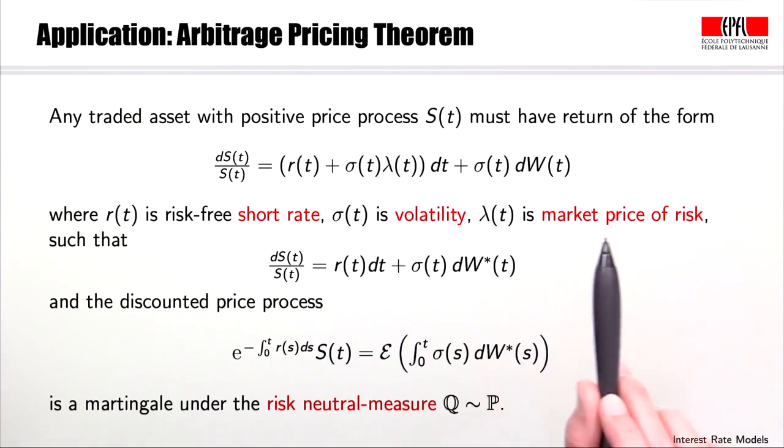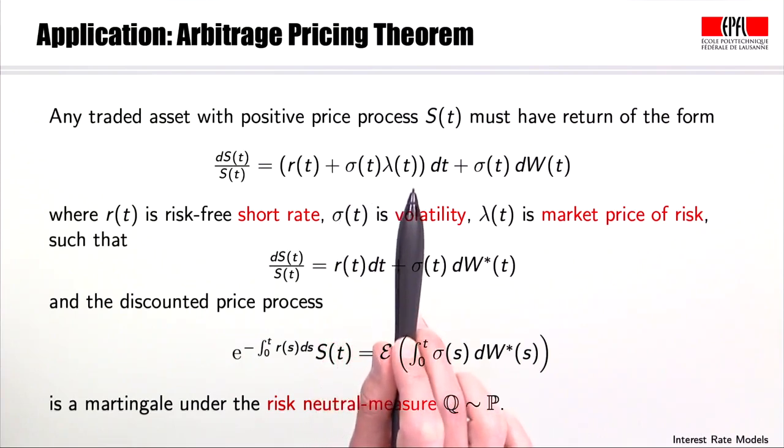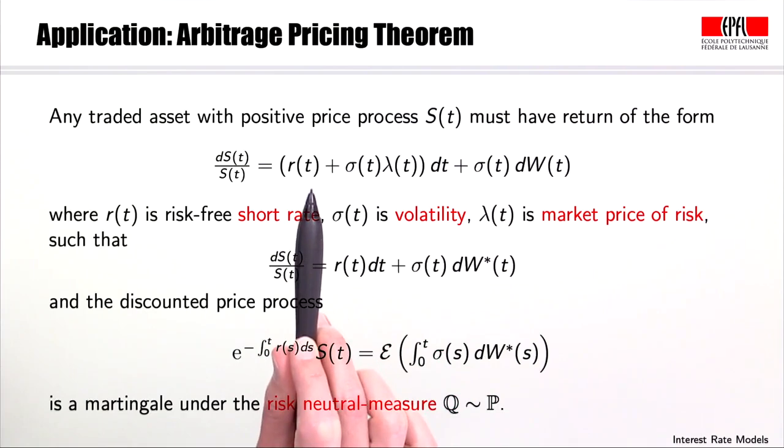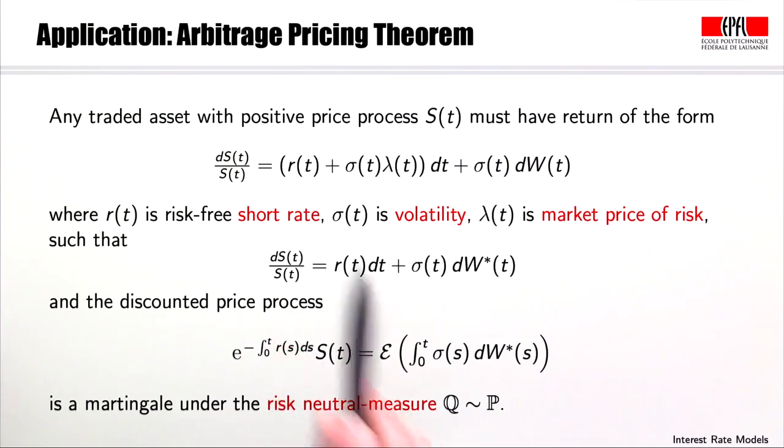The larger sigma, the more risky the return is. And lambda is the so-called market price of risk. In consequence, the more risky the asset is, that is, the larger sigma is, the larger is going to be the excess expected rate of return over the risk-free short rate. Recall that the short rate is called the risk-free rate of return because this is what the investor would earn if he would simply invest in the savings account.